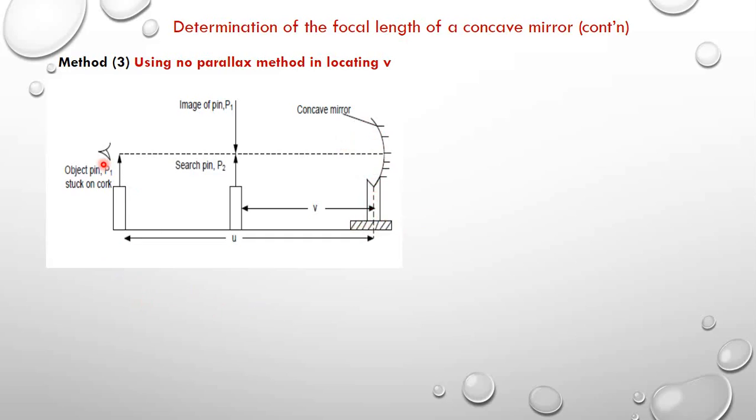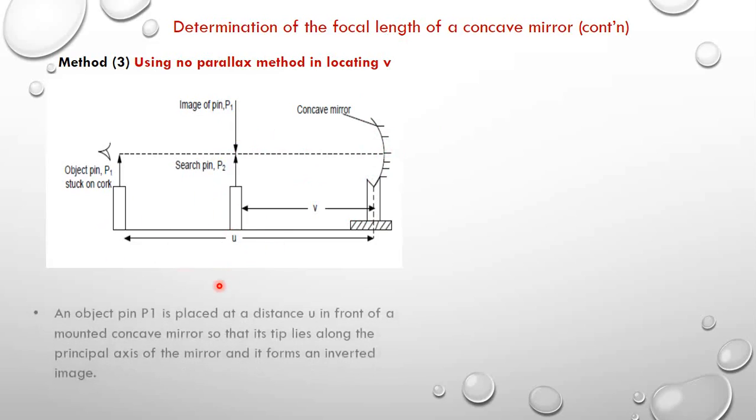Then, when you do that, you'll be in position to observe an inverted image of that pin through this concave mirror. You will see that image, but you will not be in position to measure it. So for you to measure the position of that image from the mirror, we shall need what we call a search pin.